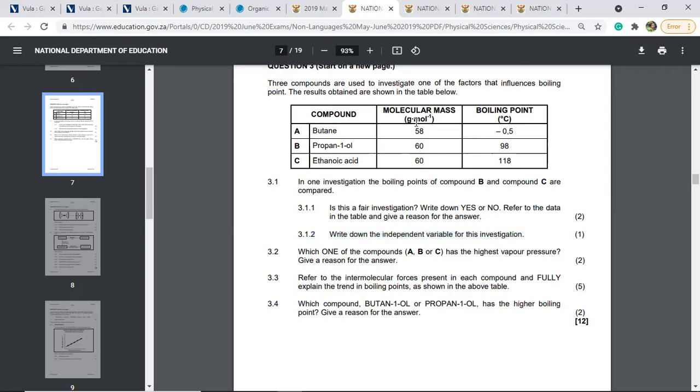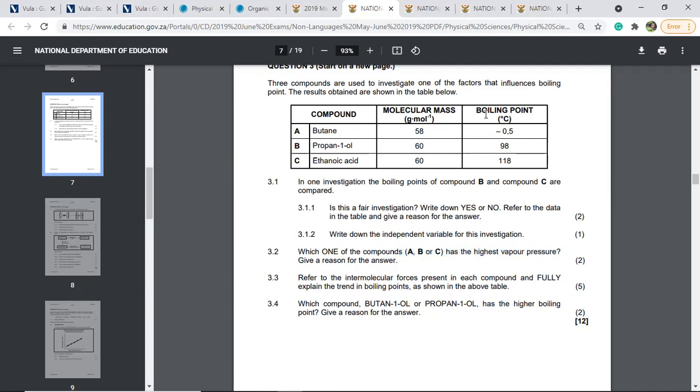So here we have our butane, which has a boiling point of 0.5 degrees below zero. So the answer for 3.2 would be butane. And why would it be butane? It's because it has a low boiling point, which means that it has a high vapor pressure. And then 3.3 asks us to refer to the intermolecular forces present in each compound and fully explain the trend in the boiling points as shown in the table above.